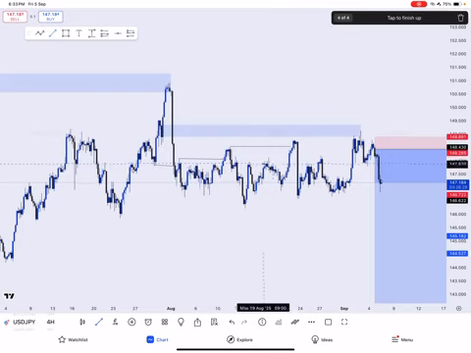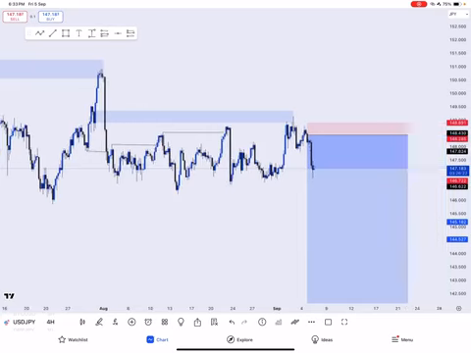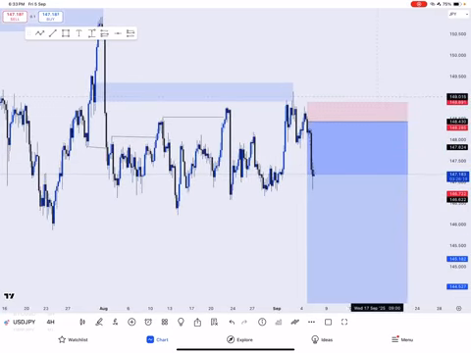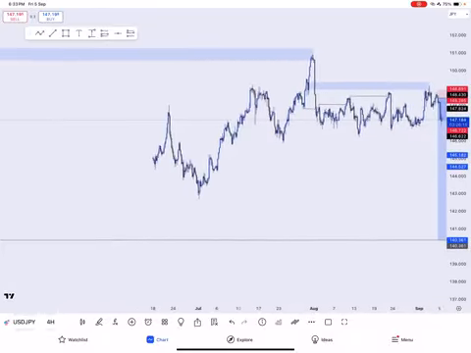I can mark any high as my inducement. Then this is the breaker block. The nearest POI after my inducement is this breaker here. So price tapped into the breaker, and then I could have gotten in here, but I was not active when this triggered. So I got in here, targeting this low.